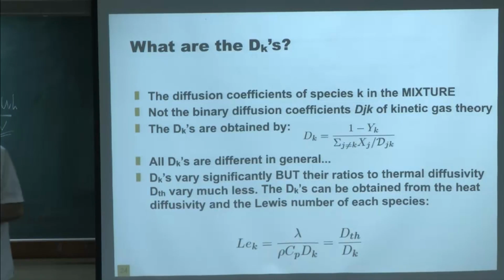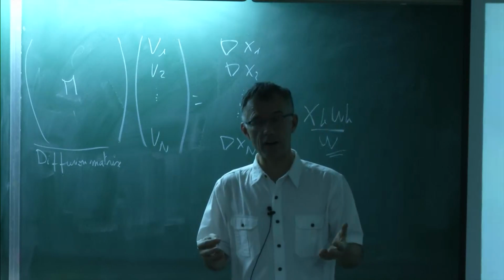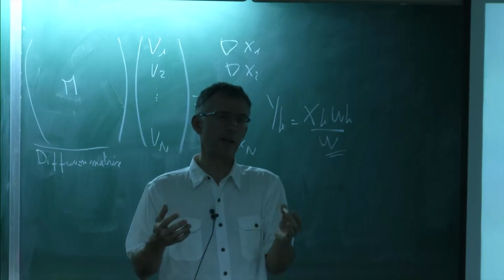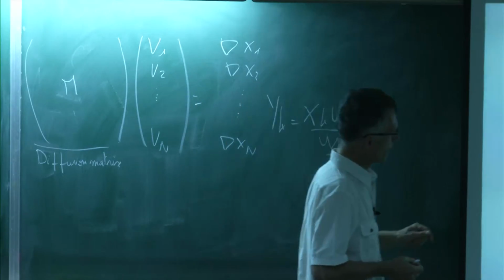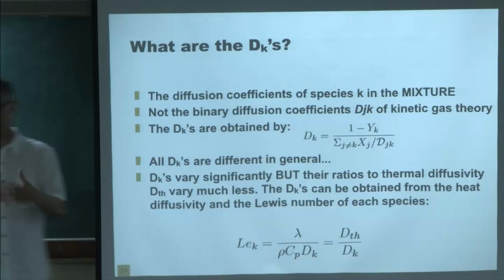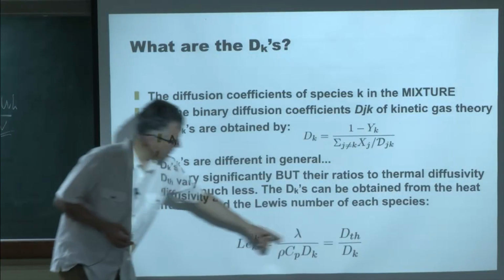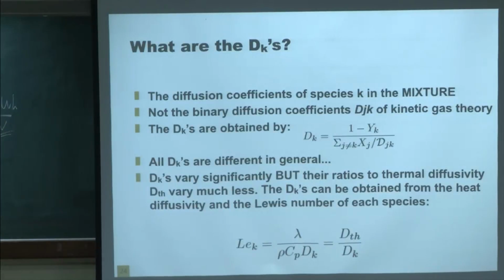And that's why we talked about the Lewis number yesterday. All species are diffusing differently. H2 and the H atom, for example, are diffusing very fast, and the H atom is probably the fastest one. It's diffusing typically 6 times faster than a big molecule. Now, the interesting thing is that the Dk in a mixture change a lot, but their ratio, if you normalize it by the diffusion of heat, this ratio does not change, almost.